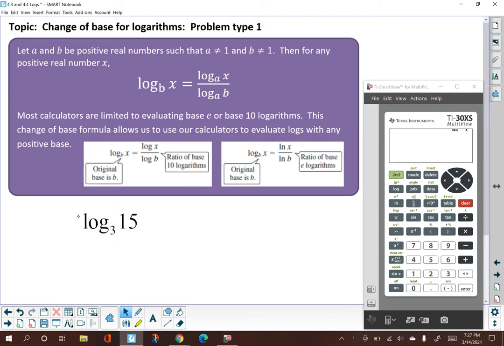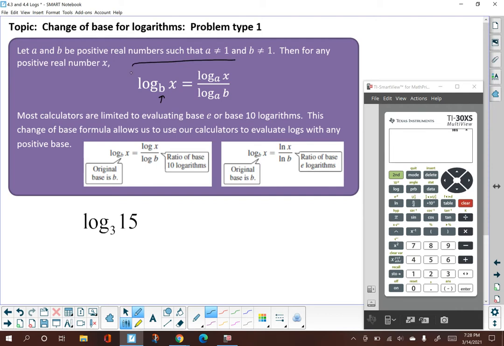So if we need to know approximately what this is equal to, we can use this change of base formula. Now, this is a formula that is not on your formula sheet, so it's just one that you need to know. But if you have a log of any base, you can change it into a different base, and it's the log of that different base of the argument over the log with that other base of the base itself.